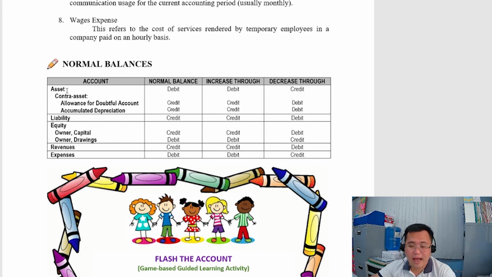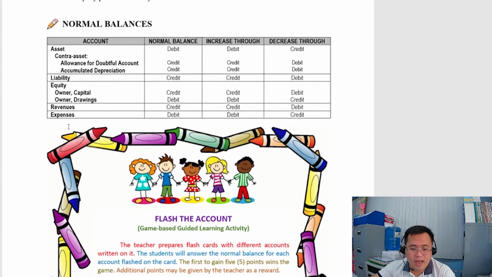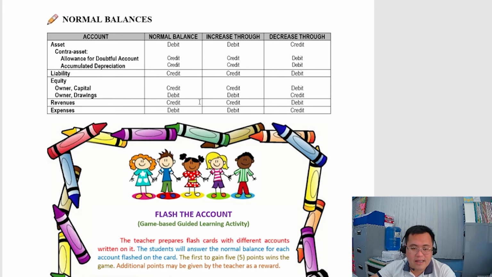Now again, the normal balance of our asset is debit. While for our liability and equity, our normal balances are credit. Okay? For both liabilities and equity. For your revenues, our normal balance is credit. For expenses, it's debit. Contra asset accounts, because they are contra asset, go against the definition of asset. So if the asset's normal balance is debit, our contra asset account balances are credit, as with allowance for doubtful accounts and accumulated depreciation.